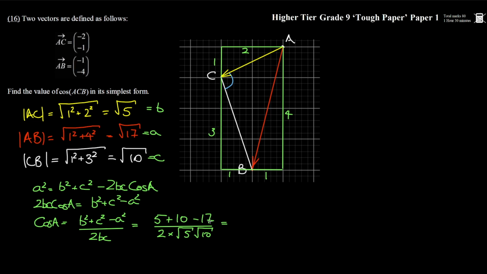5 plus 10 is 15, take away 17, so we've got negative 2 on the top, all over 2 root 5, and I'm going to split the root 10 into root 2 root 5, and now we can cancel. The 2's cancel, and the 2 root 5's go to 5. So what are we left with? We're left with 1 on the top over 5 root 2. Oh, this should be negative 1, because this was a negative 2.